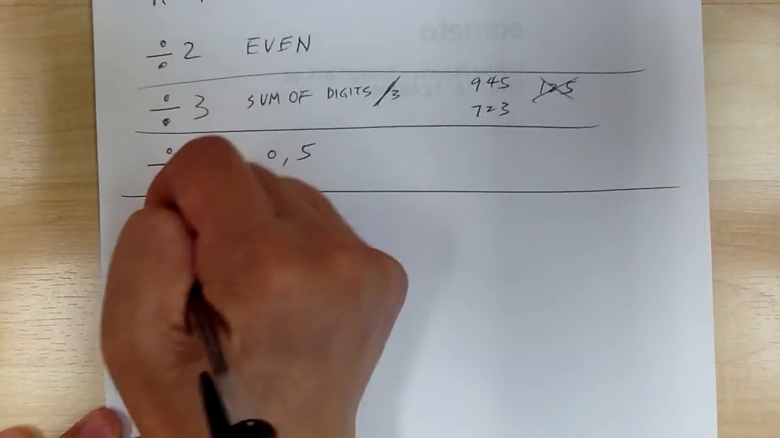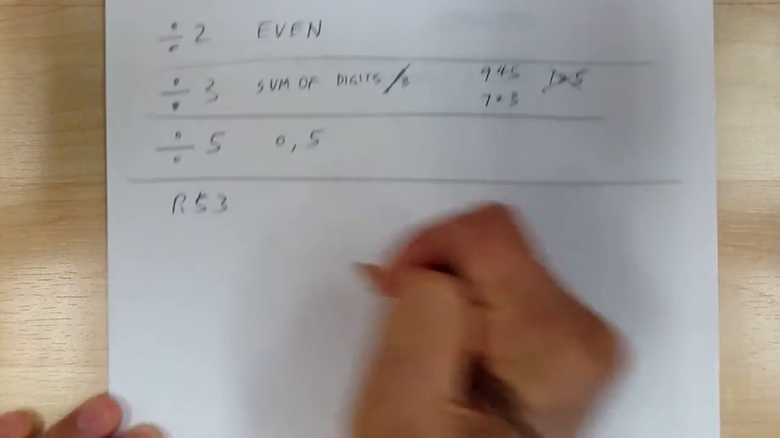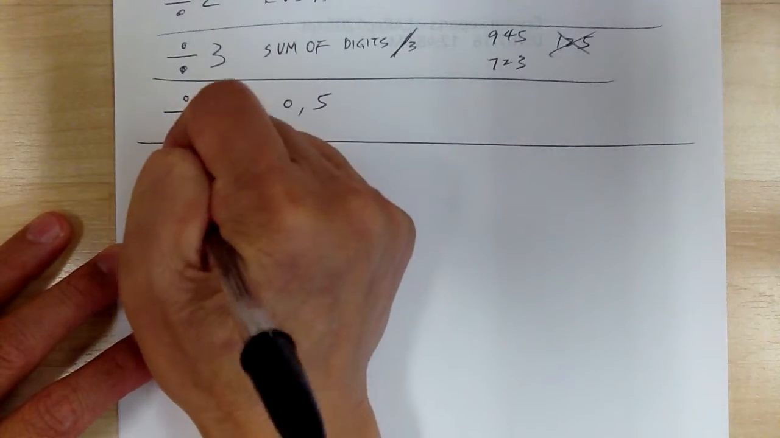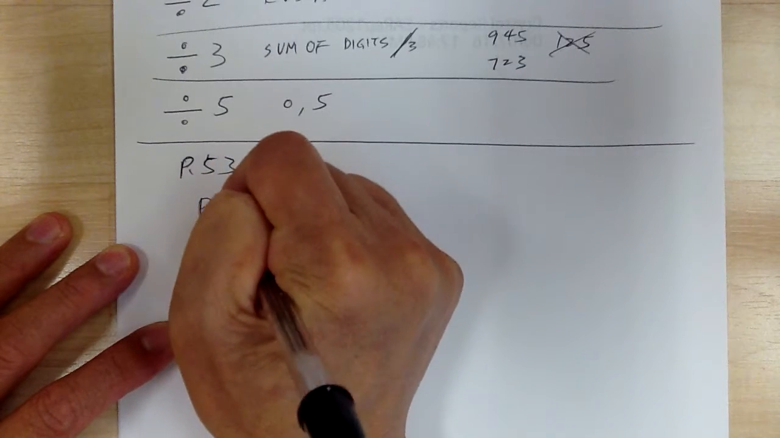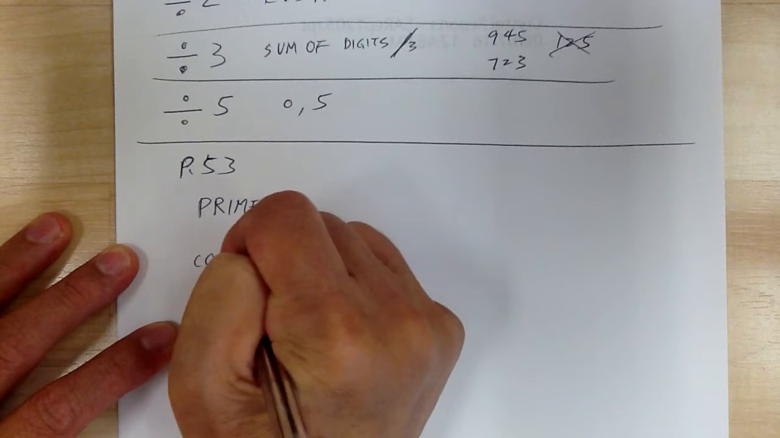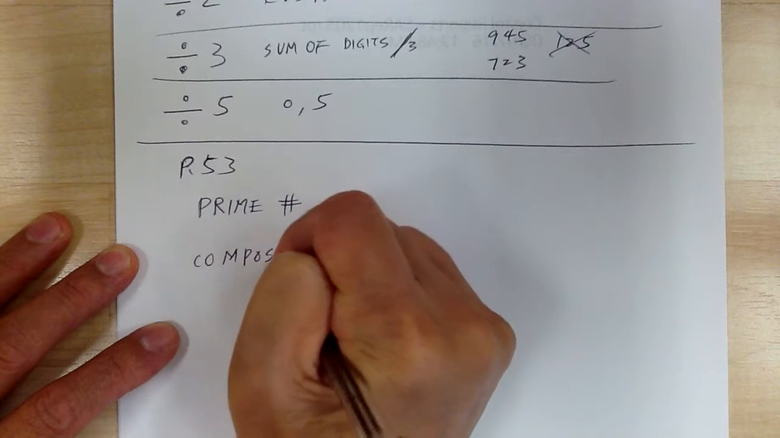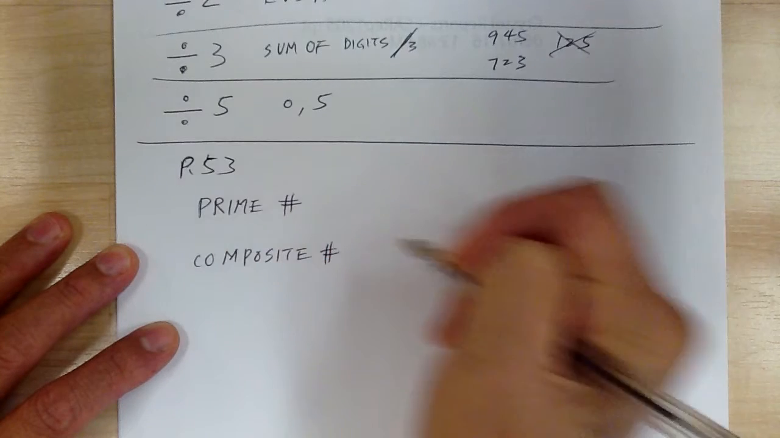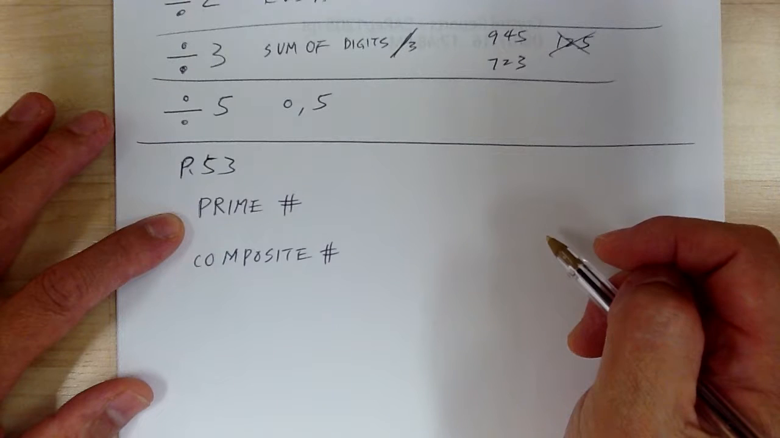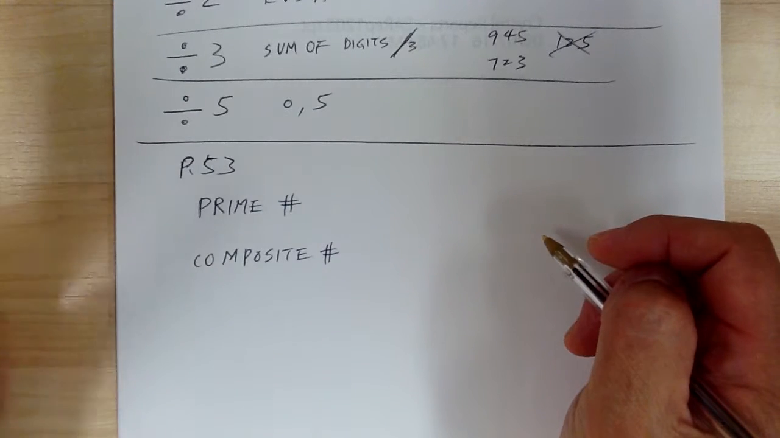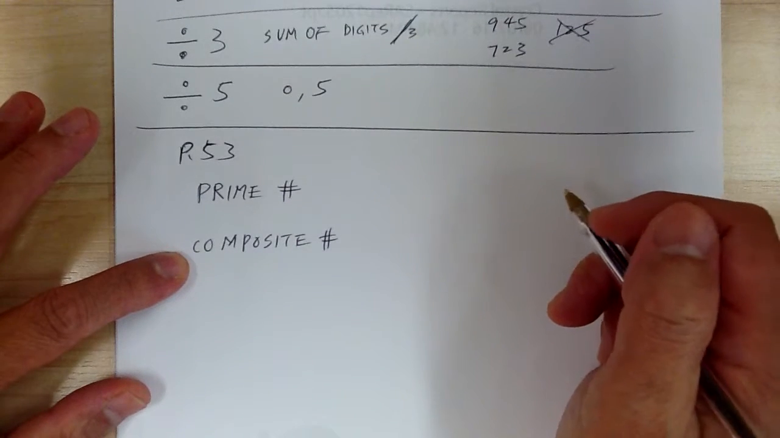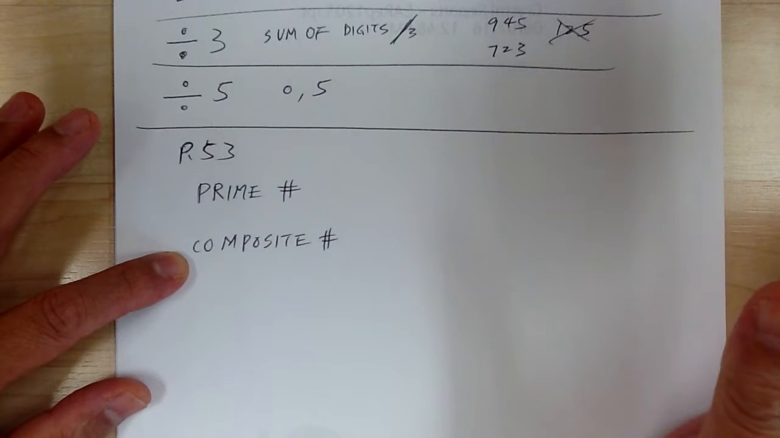But before we get to that, let's get to page 53. We have to talk about the prime number and the composite number. A prime number is a number that can divide by 1 and itself. You can only divide by 2 numbers, 1 and itself. So that's a prime number. A composite number is when you can divide by more than 2 numbers.